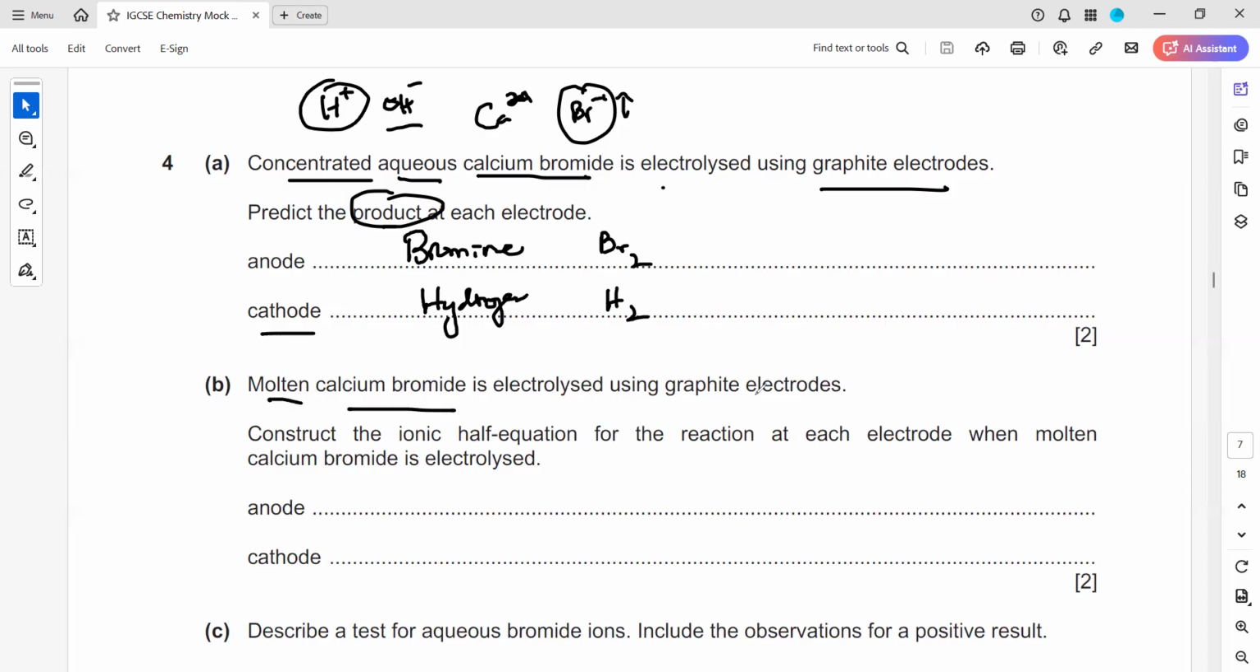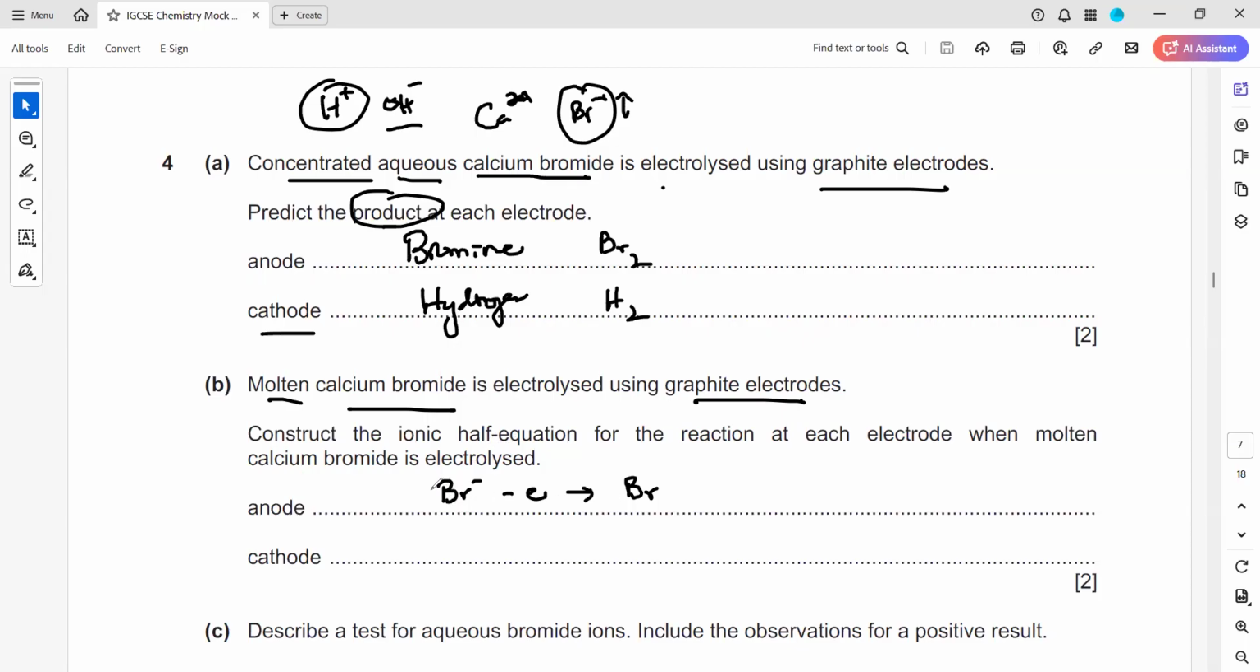Molten calcium bromide is the electrolyte, using graphite electrodes. Construct an ionic equation for each electrode. First at the anode, the bromide ion will move there. Bromide is -1, so it will lose one electron and form a bromine atom, Br. Not an equals sign, an arrow should be there. I can write it the other way around as well.